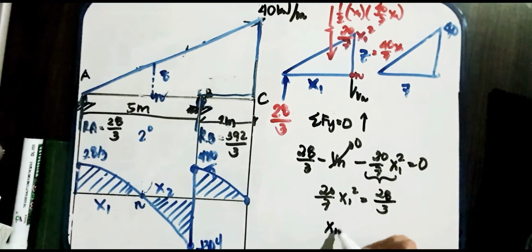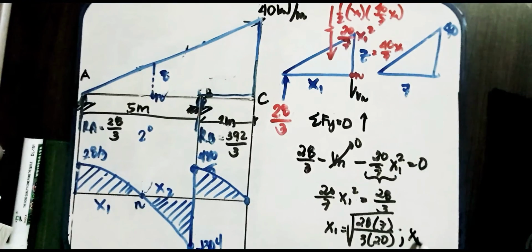So, we have x1 is equal to, okay, pwede natin gawing 28 multiplied by 7. Parang i-cross lang natin. 3 and then 20 square root. So, that is x1 to be square root of 21 all over 3. So, that is the distance for your x1.